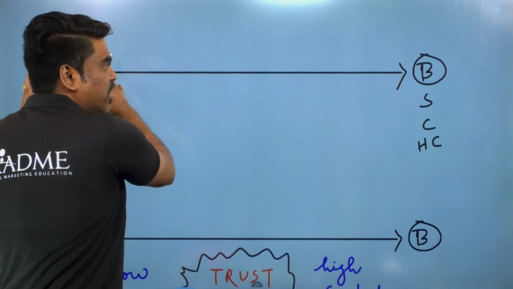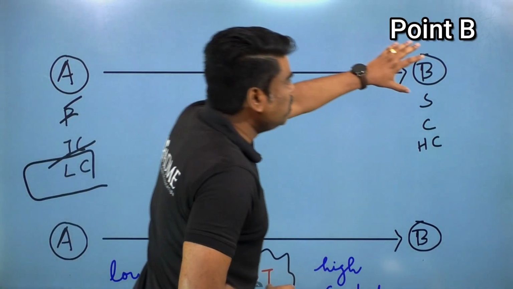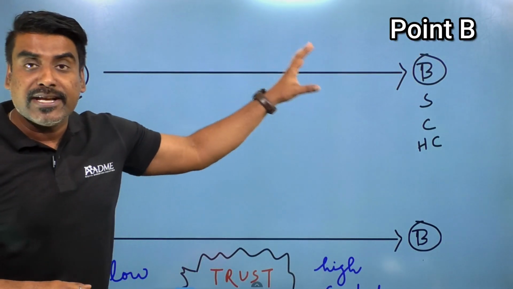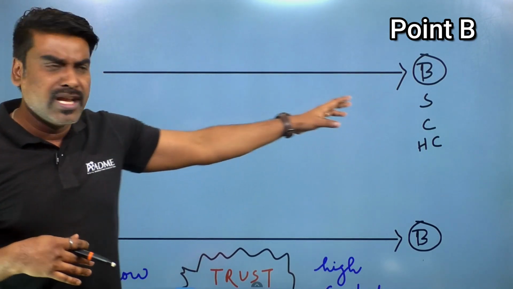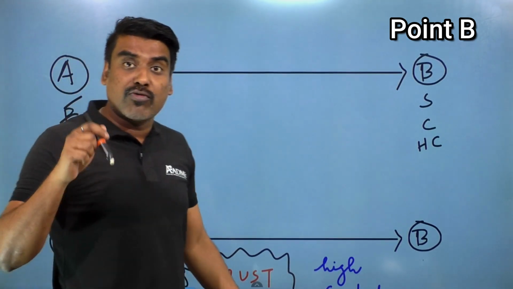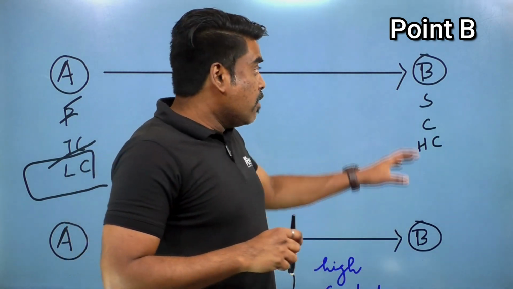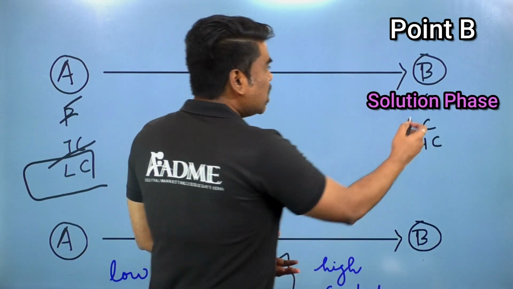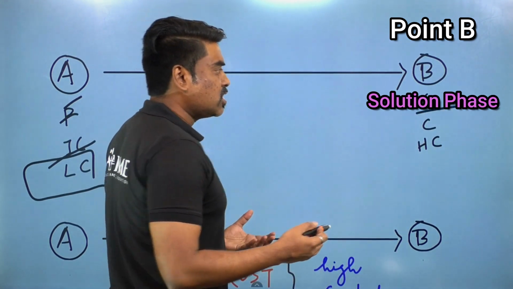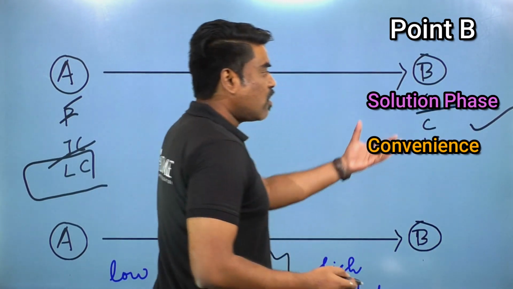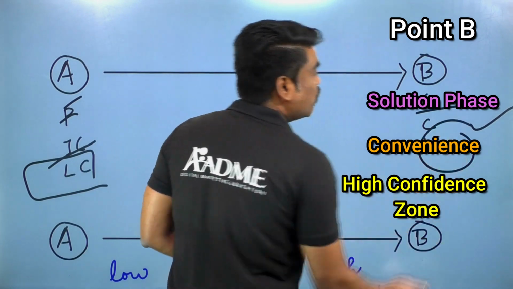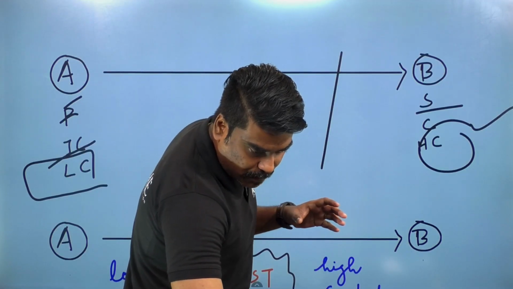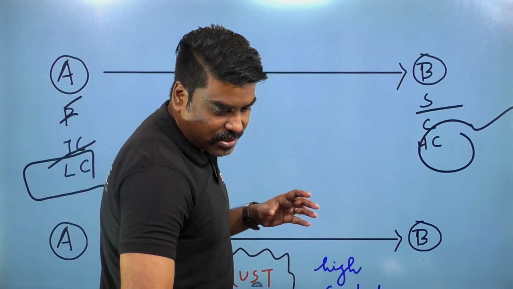to transfer them, transport them from point A to point B. Point B is a place where your prospect is aspiring to reach. It's the point where your customer wants to be. Phase B is what the customer wants to be in the future, right? So it's a solution phase. It's not a problem phase anymore. It's a space of convenience, and it's a high confidence zone where the customer believes in you, and I would say they have a very, very strong trust in you.